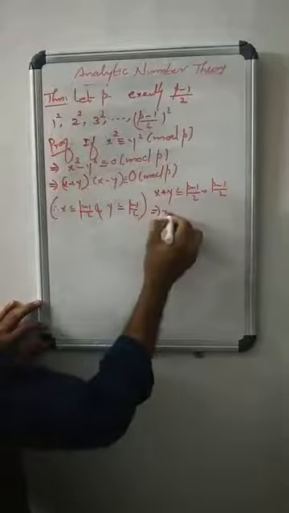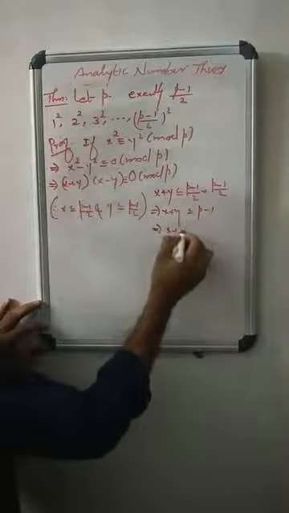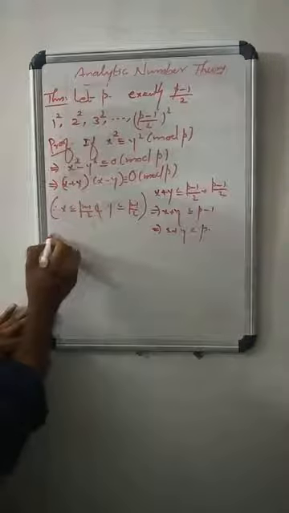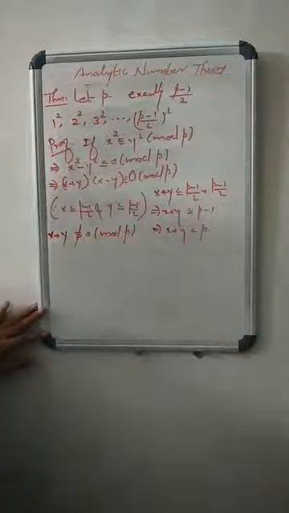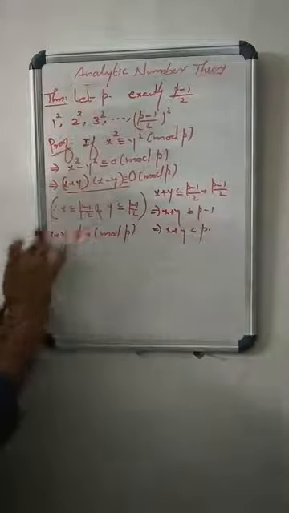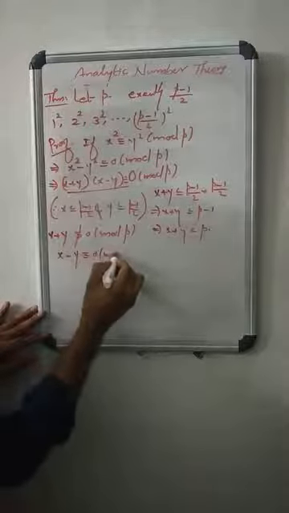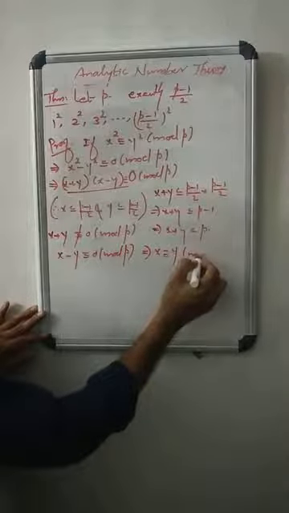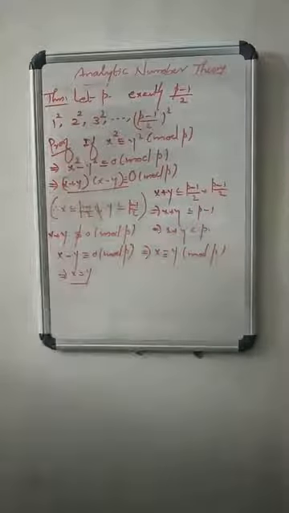That means x plus y is less than or equal to p minus 1, which means x plus y is strictly less than p. So x plus y is not congruent to 0 mod p. From here, (x plus y) into (x minus y) is congruent to 0 mod p, but we know that x plus y is not congruent to 0 mod p. What does that mean? That means x minus y is congruent to 0 mod p. X minus y congruent to 0 mod p means x is congruent to y mod p, which means x equals y. Agreed?